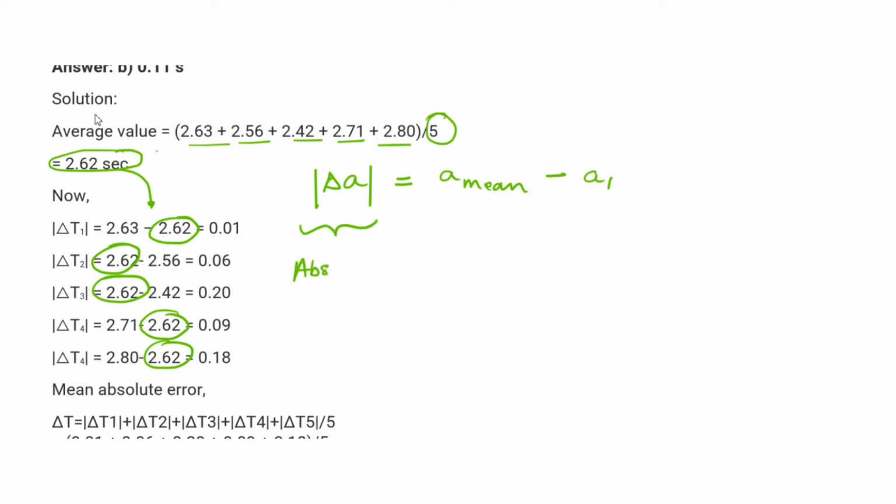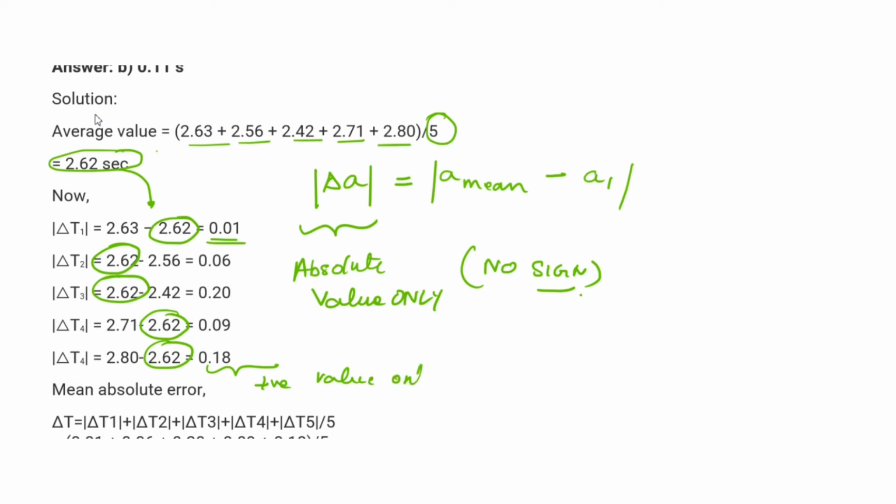Okay, now we have to find the mean value. How to find the mean value? Add all the differences and divide by 5 because it's the total number of readings taken. So 0.01 plus 0.06 plus 0.2 plus 0.09 plus 0.18 gives 0.54. Okay, 0.54 divided by 5, we get 0.108. So you should round off the 0.108.